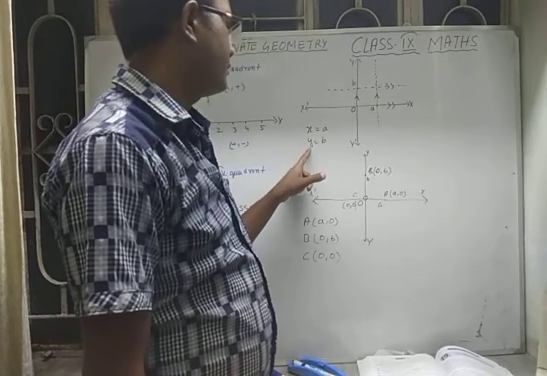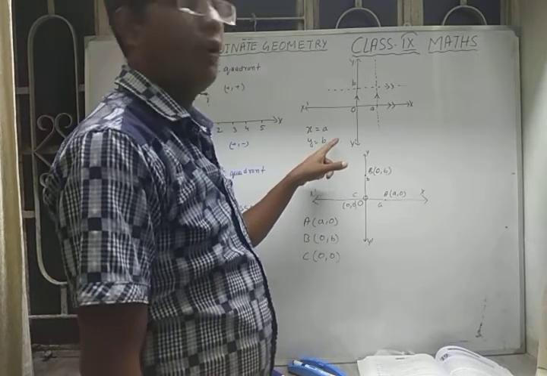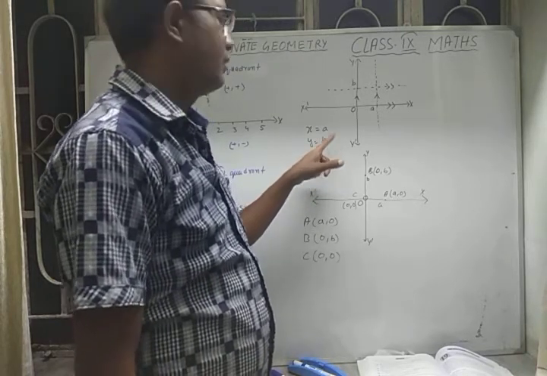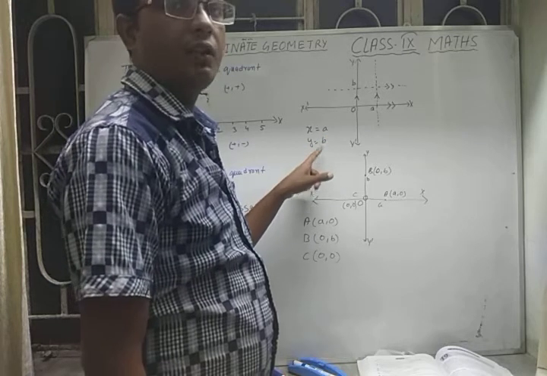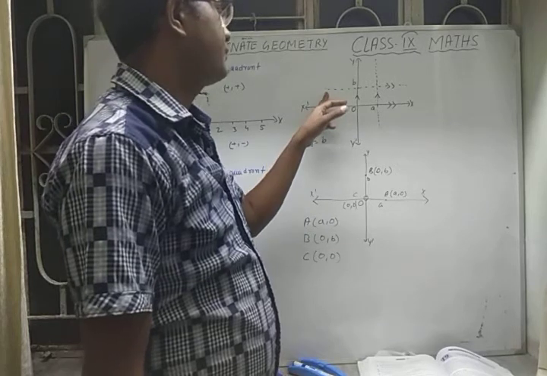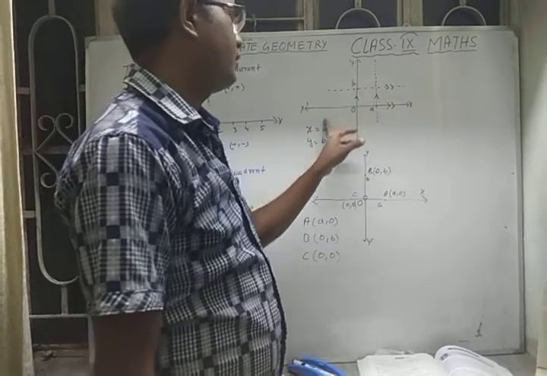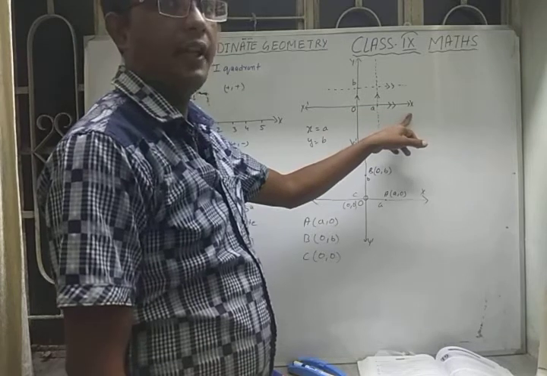Similarly, if there is a coordinate b but no coordinate of x, that means for all values of x, y is always b, or any number may be there. In that case, the line which you will get will be parallel to the x-axis.